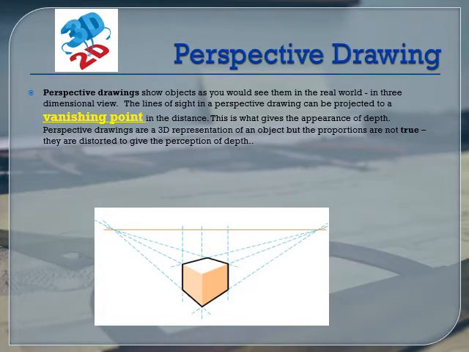Perspective drawing is the most realistic of the 3 types of pictorials, and it uses a vanishing point. So as you're looking at the view, things get smaller further back.